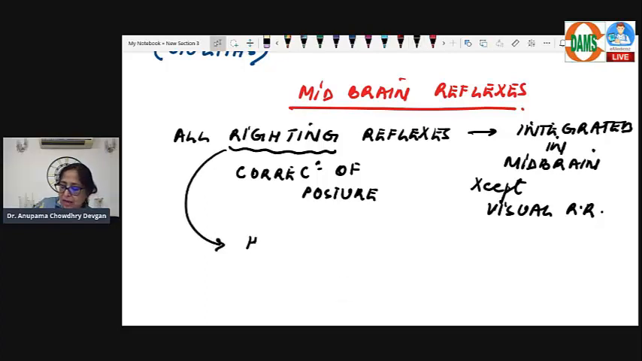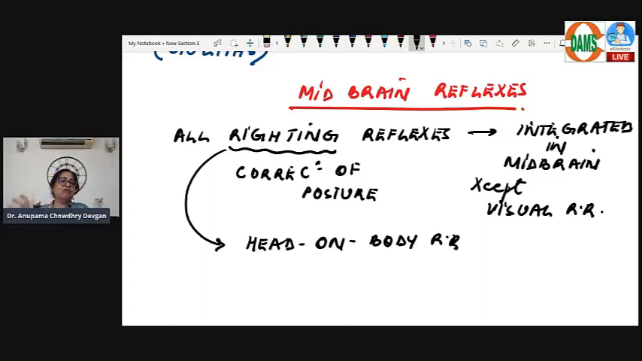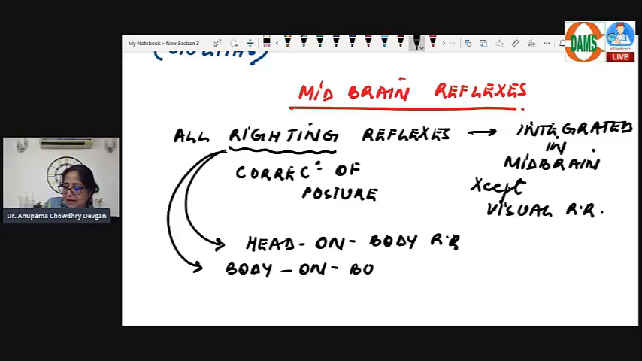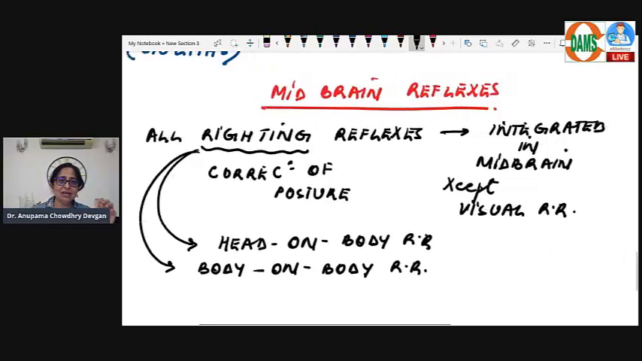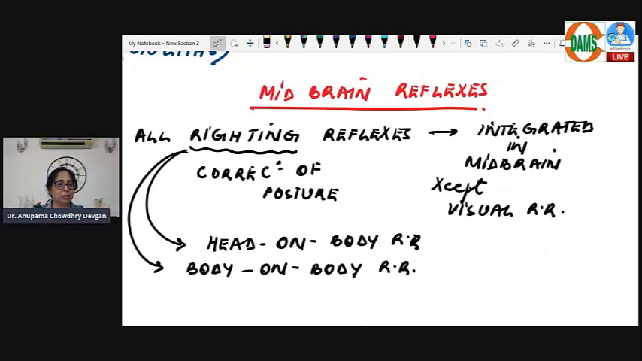Righting reflexes could be head-on-body righting reflex. What is a head righting reflex? If the push is given over the head, there is correction of body posture. That is called head-on-body. Another one is called body-on-body righting reflex. What is body-on-body? That means you give a push on the body and there is righting of body posture. Right? These are correction of body posture. Push on the head, head on body. Push on the body, righting of body posture, body on body.